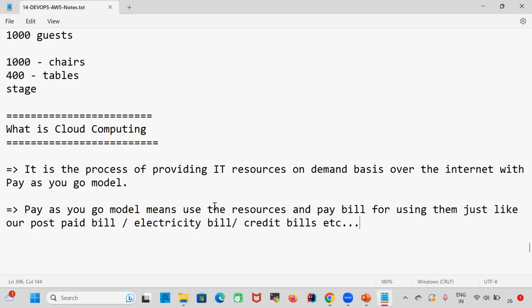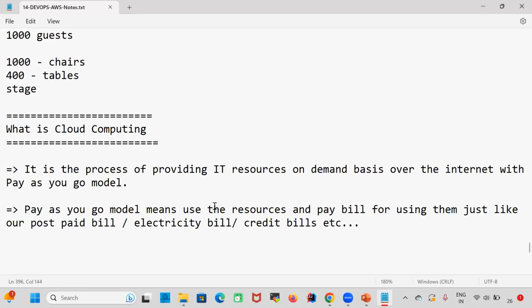So similarly, in cloud computing, whatever resources you want for your company, for your project, you can use those resources from the cloud over the internet with pay as you go model. How much you use, for that the bill will be generated. At the month end, you have to pay the bill. If you don't pay the bill, they will delete your resources. They will do the power cut, like how a power cut will happen if you don't pay the electricity bill. Similarly, if you don't pay the cloud bill, they will delete your resources.